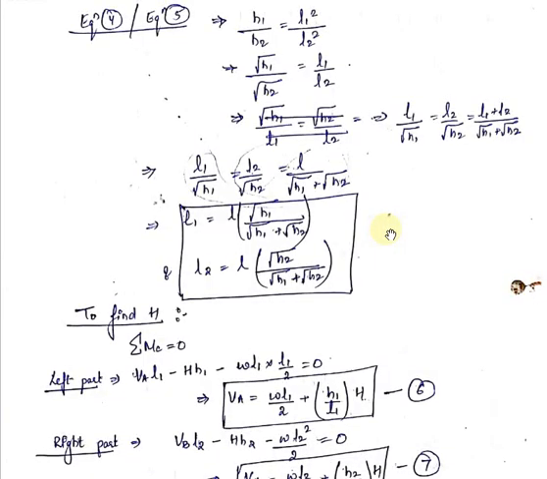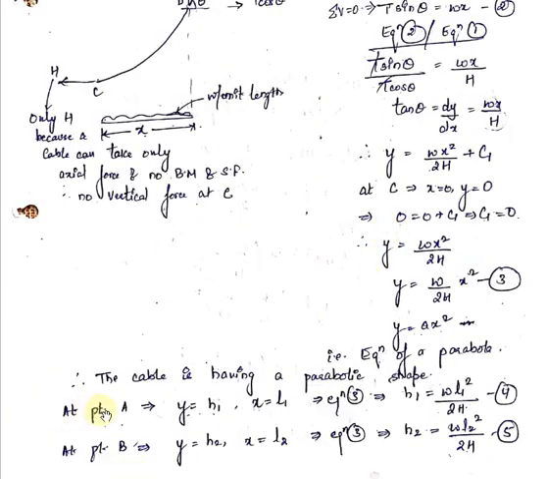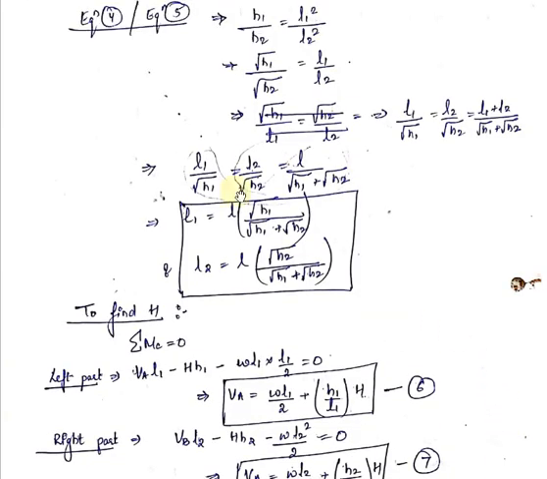So now at point A, y equal to h1, x equal to L1. Therefore, after putting these values in equation number 3, we will get h1 equal to wL1 square upon 2h. And at point B, we know that y equal to h2 and x equal to L2. After putting these values in equation number 3, we will get h2 equal to wL2 whole square upon 2h. So we have got these two equations, 4 and 5.